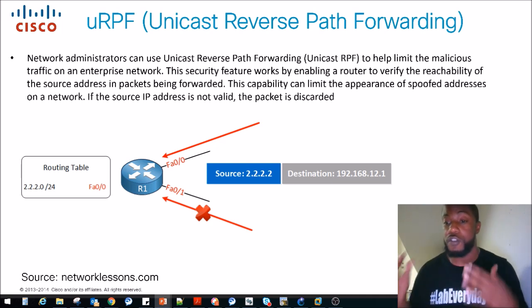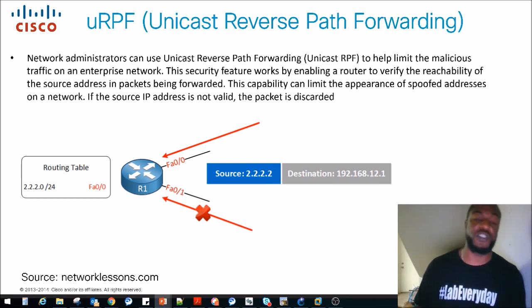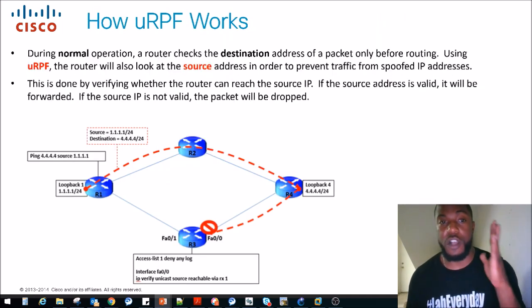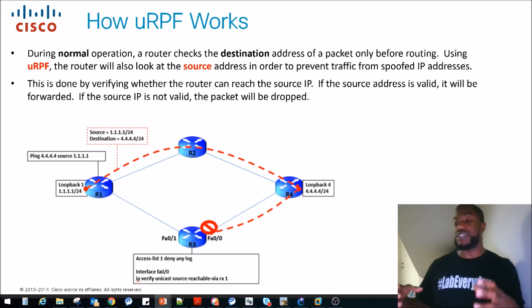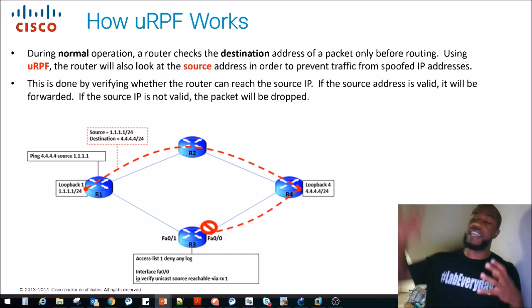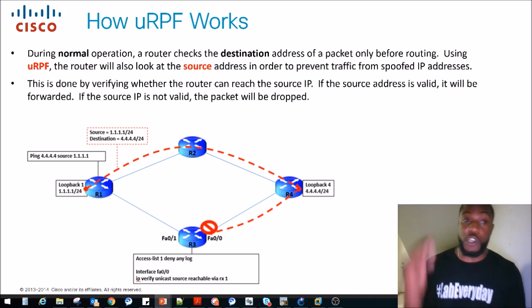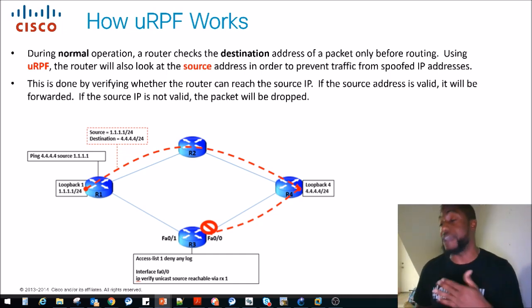This is how we prevent spoofed DDoS attacks. We can prevent spoofed addresses from being processed on our network. This is how it works. During normal operation, a router sees that it gets a packet destined for a specific network. It sees the destination address, and if it has it in its routing table, it will send it. Now, uRPF will check not only the destination, but also where the packet came from, the source IP address. The router will also look at the source address in order to prevent traffic from spoofed IP addresses. So basically, if it comes from a spoofed IP address, it's going to drop the packet.